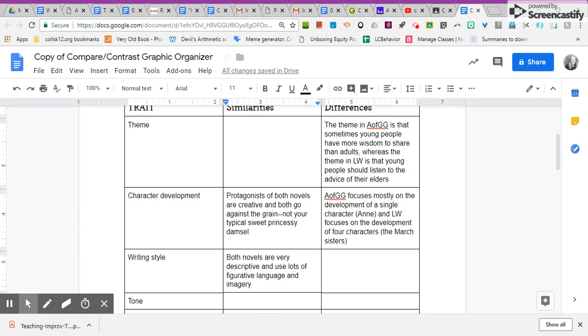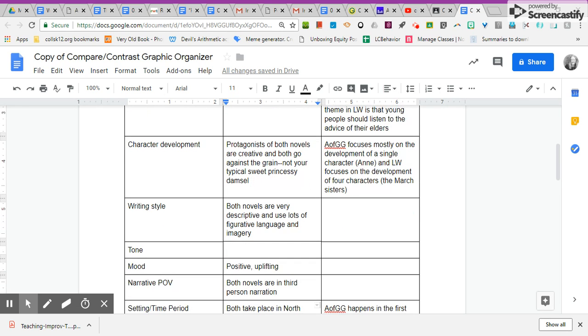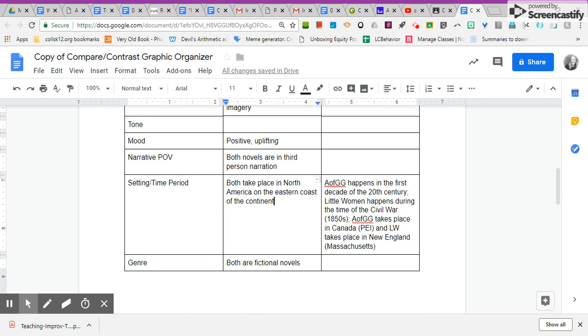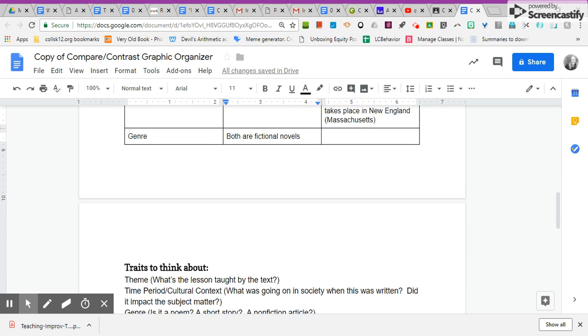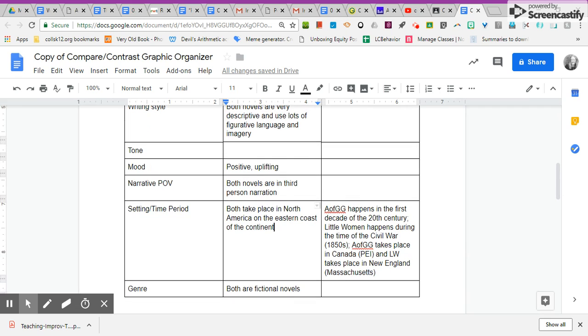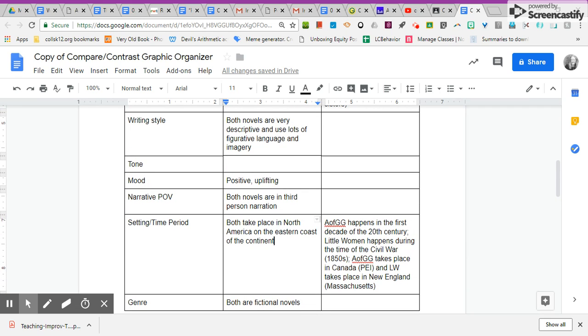You might have to compare genre. Maybe one of your works is a poem and one of them is a short story. Then you would want to write down that they're different genres. Maybe you want to write about the author's craft moves and how they differ. So there's a lot of options here for creative thought. Come up with as many as you can so that when the time comes to write your essay, you have lots and lots of information to draw from.